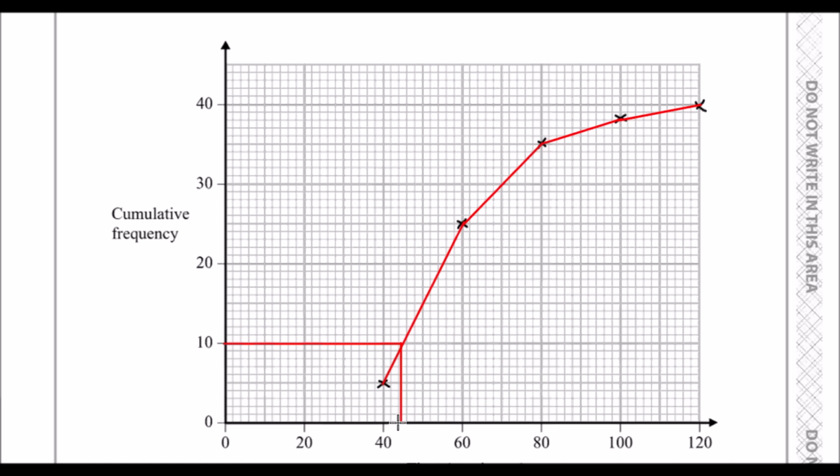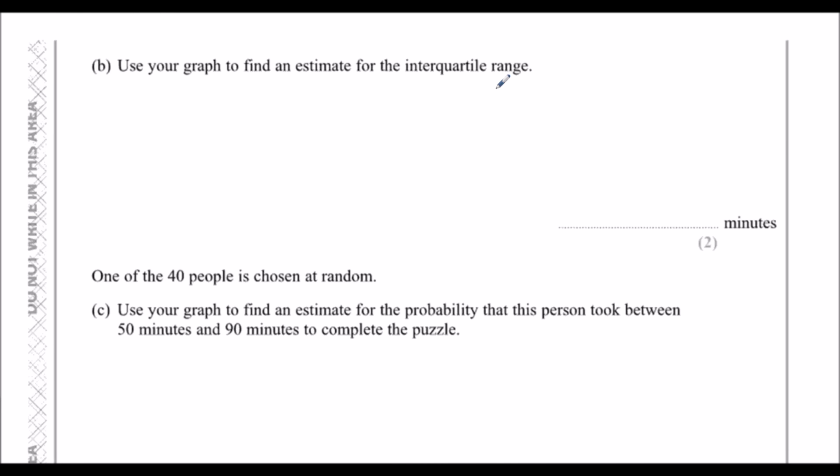$45, I think. And we'll go for 3/4 of 40, which is 30. Again to our graph and down, and that seems to be at 70. So if this is 45, halfway between 40 and 50, this one is 70. So our interquartile range, 70 take away 45, which is 25 minutes. There'll be a range of acceptable answers depending on your graph.